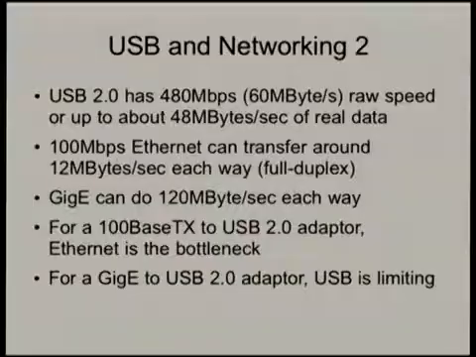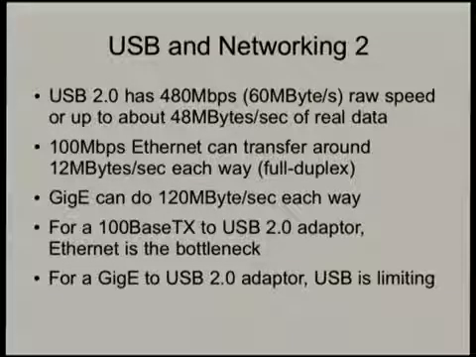USB 2.0 signals at up to 480 megabits per second, or at the lower speeds to be compatible with USB 1.1. That's 60 megabytes per second raw. In theory, if you really work hard, you can possibly get 48 megabytes per second of real data across a single USB 2 channel if nothing else is there and if everything's optimised to the max. On the other hand, 100 megabit Ethernet can transfer around 12 megabytes per second each way, full duplex. Gigabit Ethernet can do about 120 megabytes per second each way.